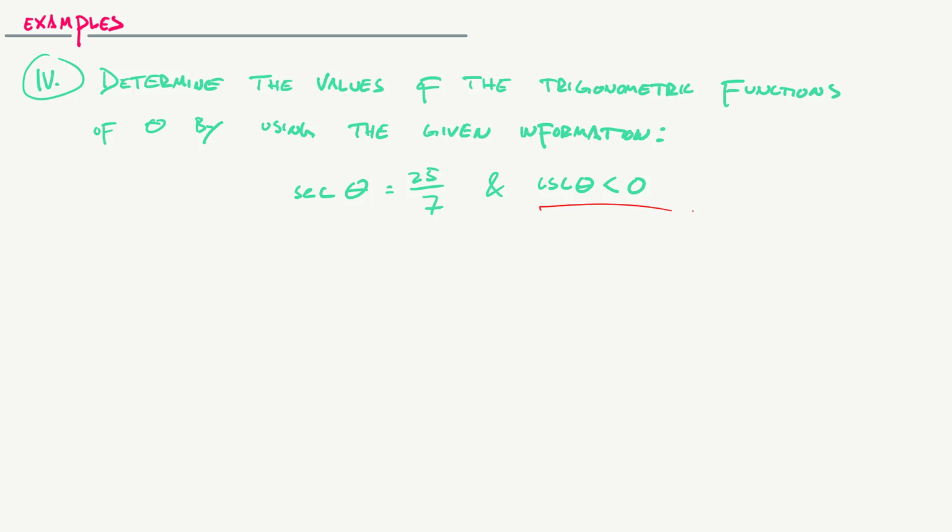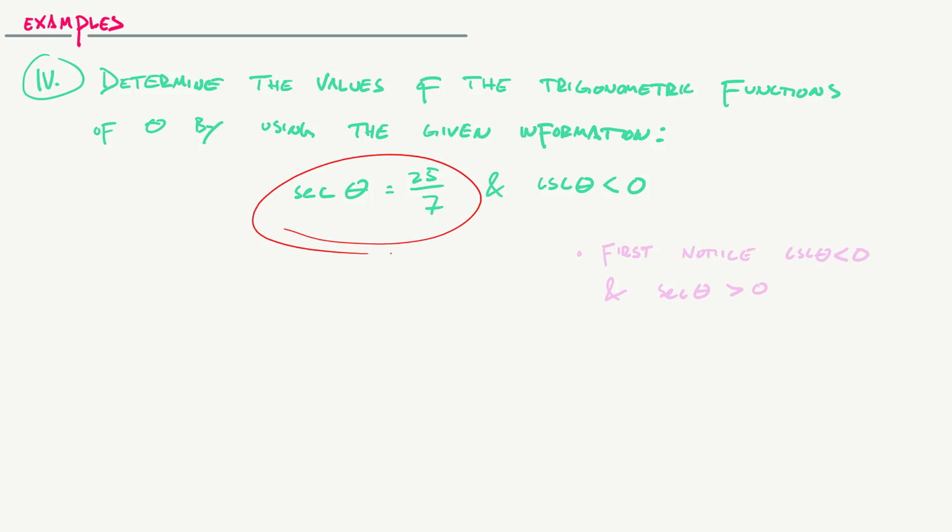First of all, let's figure out what quadrant we're in. Well, we know that secant is positive and that cosecant is negative, right? So those are the two things that we know just by looking at the problem. Well, if cosecant's negative, that means the reciprocal of cosecant is also negative, so sine's negative. And if secant is positive, that means the reciprocal, cosine, is also going to be positive. So where on the unit circle is sine negative and cosine positive? There's only one place, and that is quadrant 4.